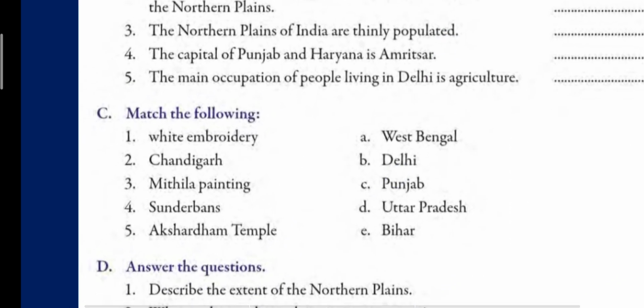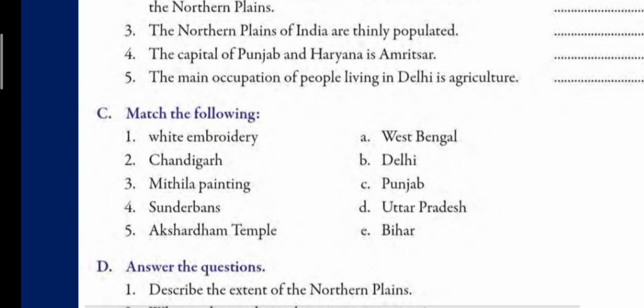Number 1 is white embroidery. White embroidery is also called chikankari work, which is famous in Uttar Pradesh. So the first will match with Uttar Pradesh, and as usual you will not draw lines, you will write the answers side by side. Second is Chandigarh, the capital of Punjab. Number 3 is Mithila painting, done in Bihar. Sundarbans is in West Bengal, and Akshardham temple is located in Delhi.